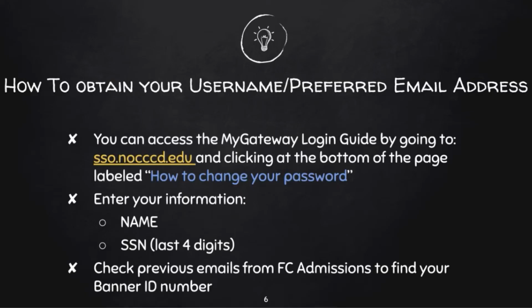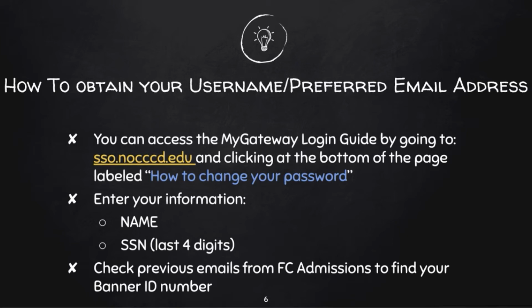If you know your password but you do not know your banner ID or email address, you will need to recover that information. The steps are slightly different than the previous slides. To do so, please access the gold link provided, which is sso.noccccd.edu. This link will take you to your My Gateway portal. If you need to obtain your preferred email address, please click on Forgot Password, and then you should see the Forgot Email Address option.